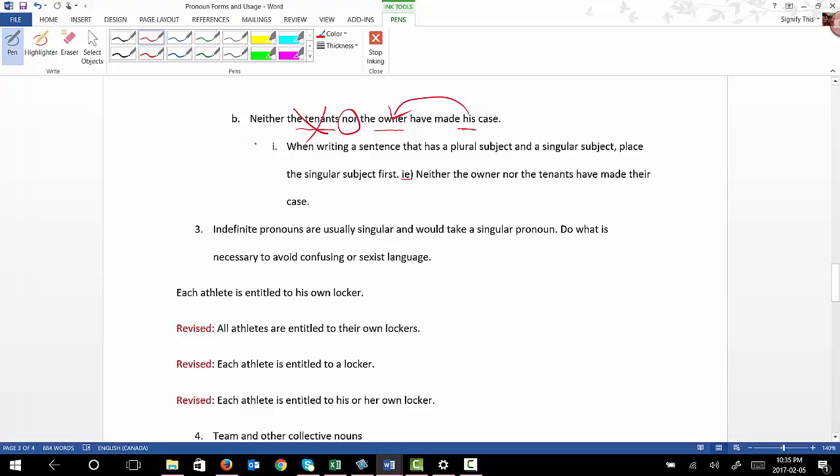Okay, but keep this in mind when writing a sentence that has a plural subject and a singular subject. Place the singular subject first. So you would say, "neither the owner nor the tenants have made their case." And see, that just sounds so much better.